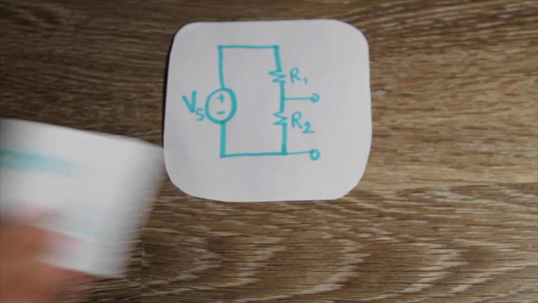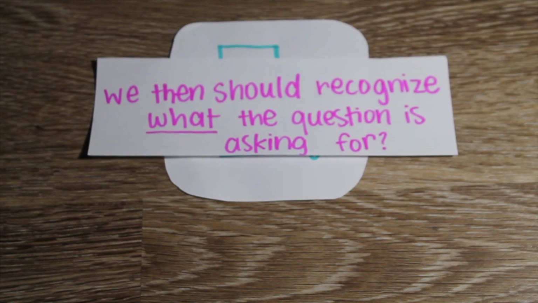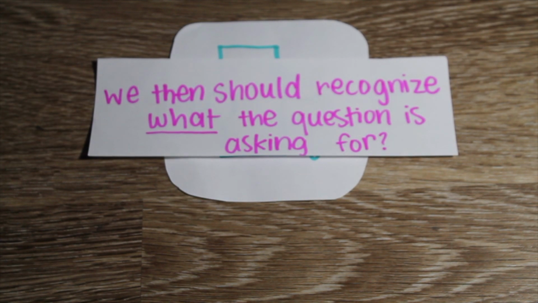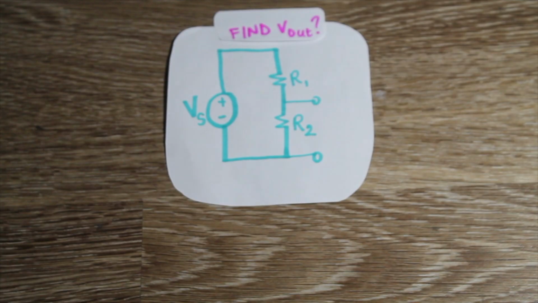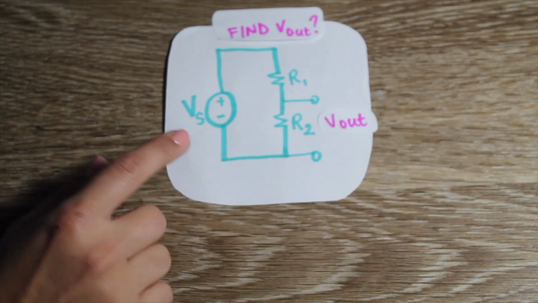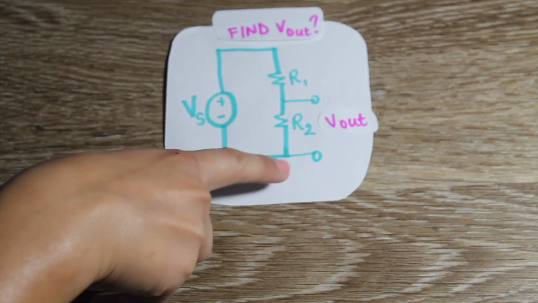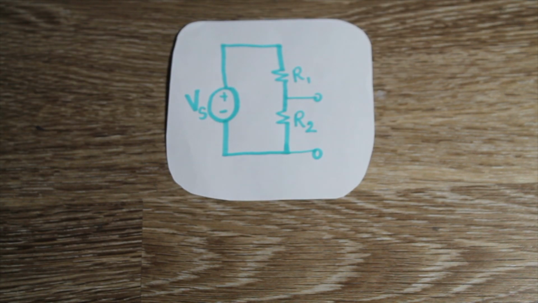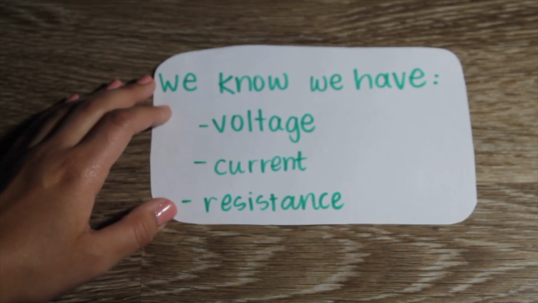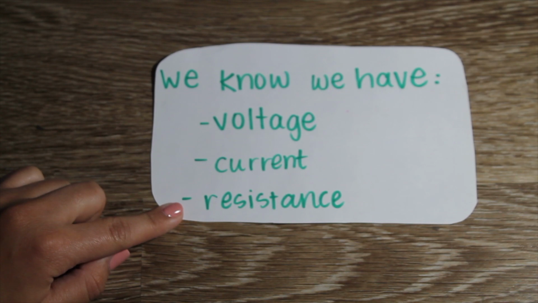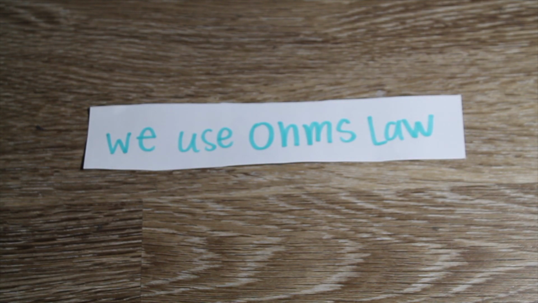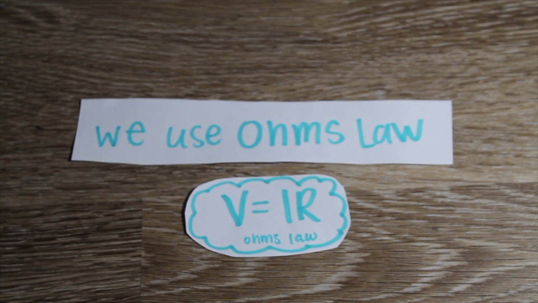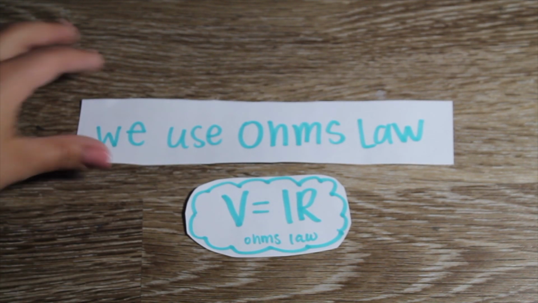We should then recognize what this question is asking us to solve for. In this circuit, we want to find Vout, being the voltage over resistor 2. So how do we solve for Vout? Well, we know we have voltage, current, as well as resistance. With these three variables, we are going to use Ohm's law. Ohm's law is voltage equals I times R.